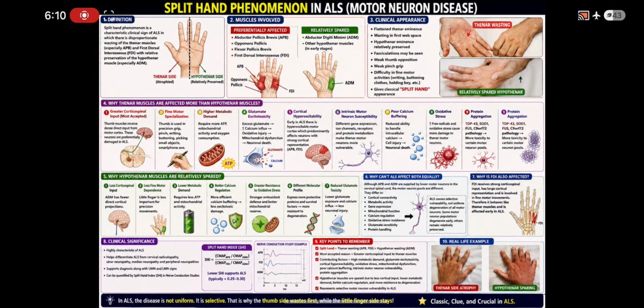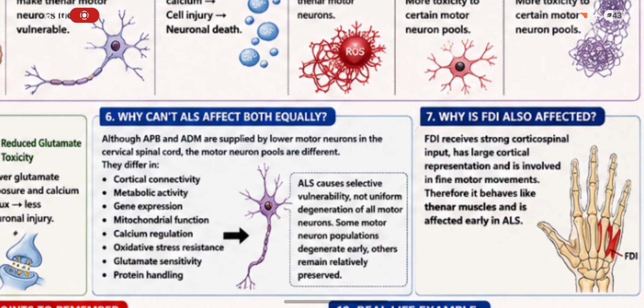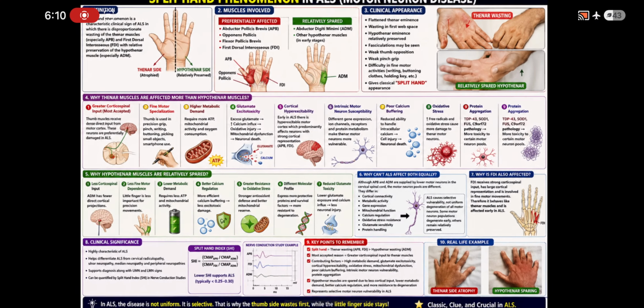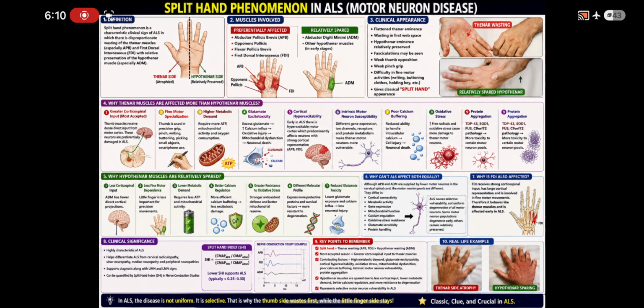The first dorsal interosseous muscle deserves special mention because it is also preferentially affected despite not being a thenar muscle. This is because the first dorsal interosseous receives strong corticospinal input, has a large cortical representation, and participates extensively in fine motor movements. Consequently, it behaves similarly to the thenar muscles and undergoes early degeneration in ALS.